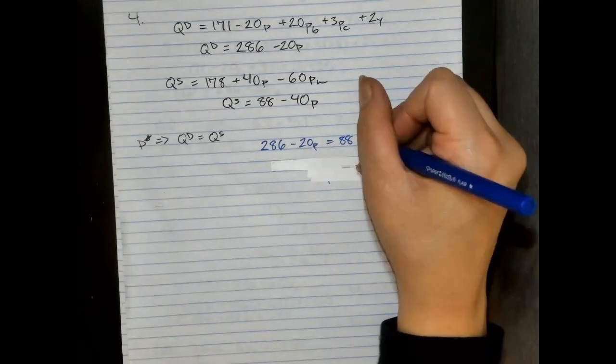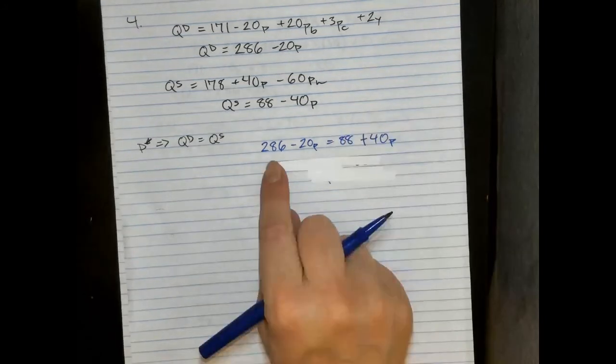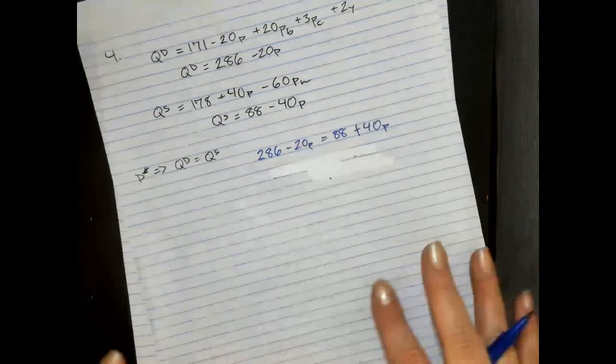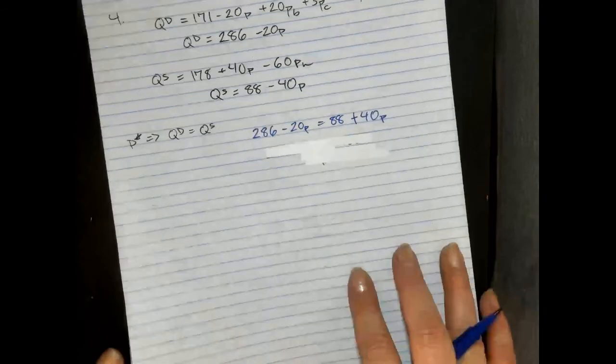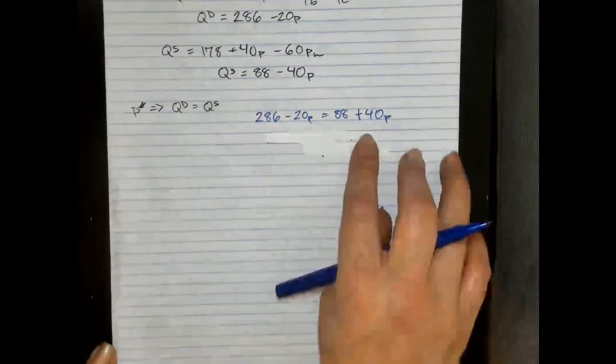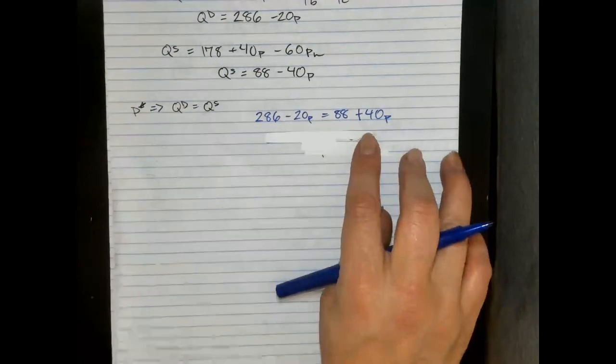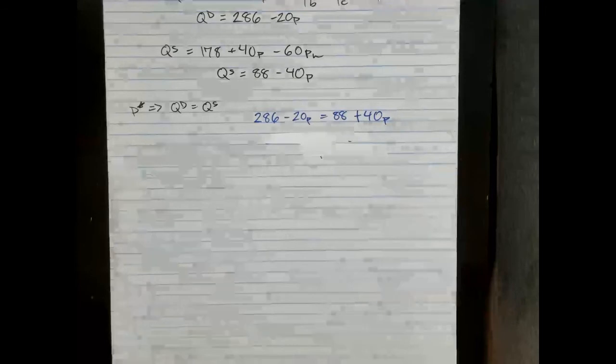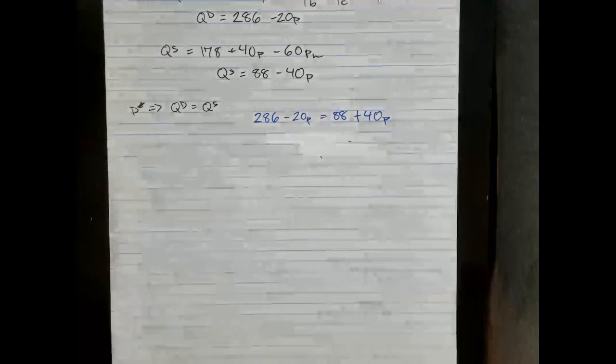It's plus 40p, not minus 40p, right? The demand function has an intercept and a negative slope on price. The supply function has an intercept and a positive slope on price. Sorry, I made a little mistake there and went a little too far down with that poor math.